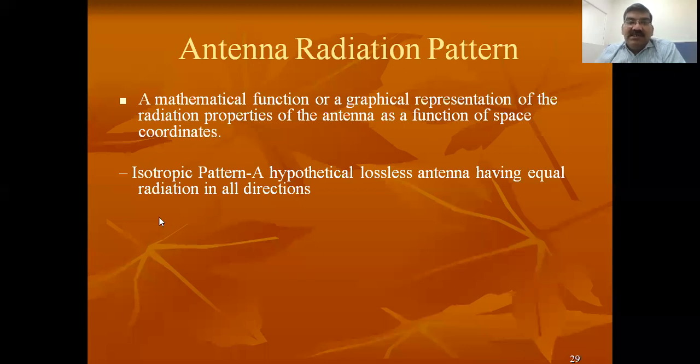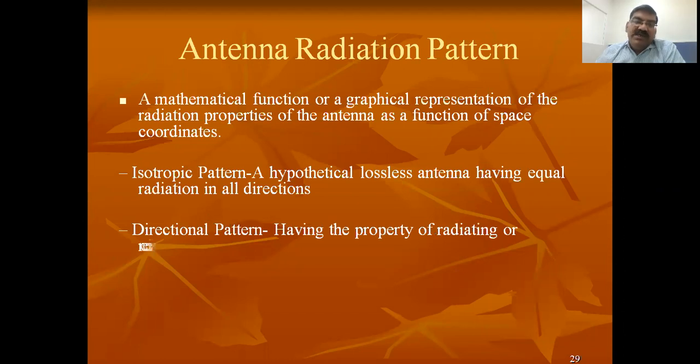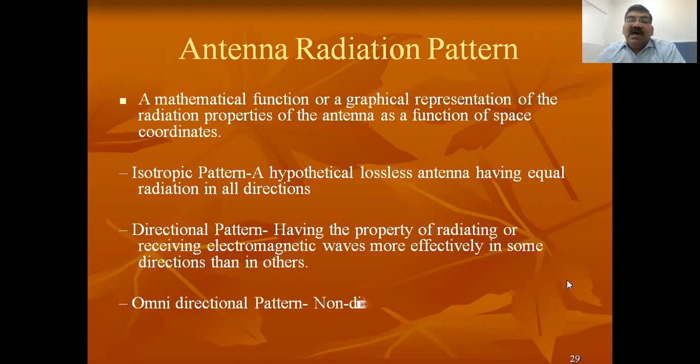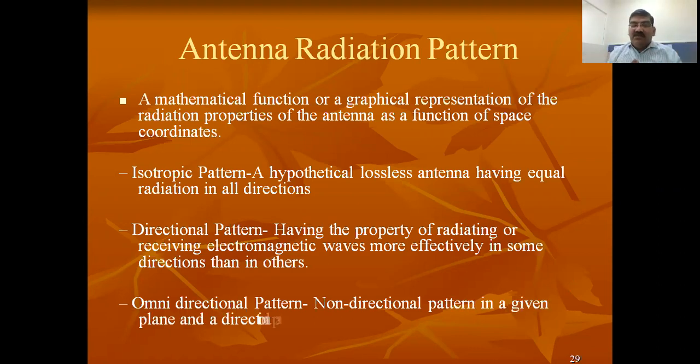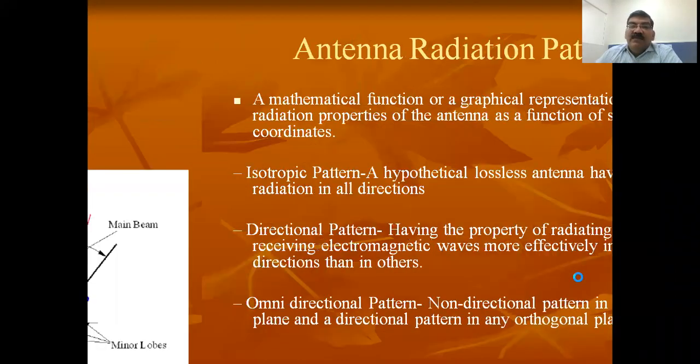As I have mentioned here initially, the definitions of the isotropic pattern, the directional pattern, and the omnidirectional pattern. These three we require repeatedly. Isotropic is a hypothetical term, radiating equally in all directions, while directive radiates in a particular direction. Whatever antennas we study are mostly directive antennas. Some are omnidirectional antennas. The basic antenna, that is, the dipole antenna and others, are omnidirectional antennas.